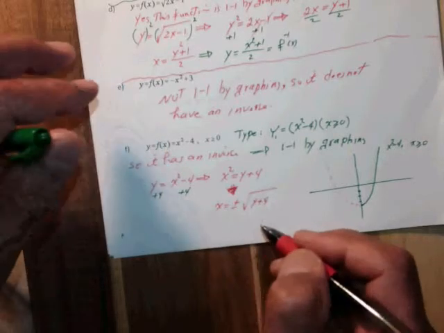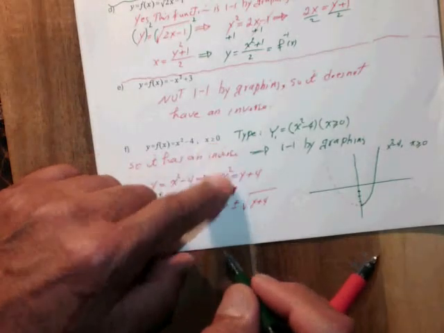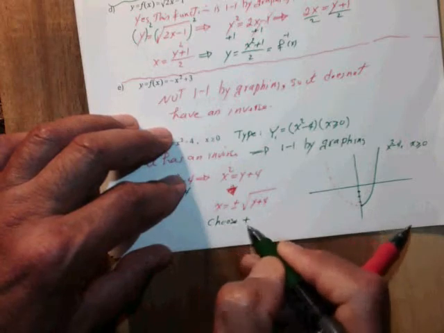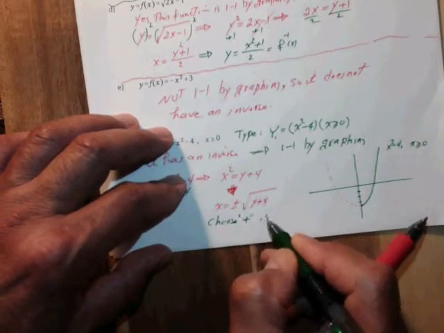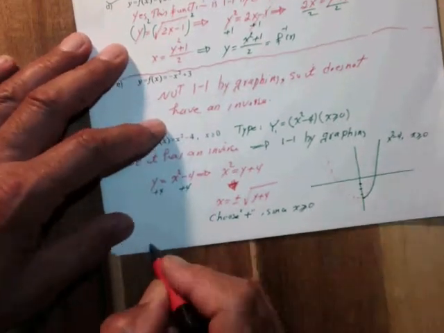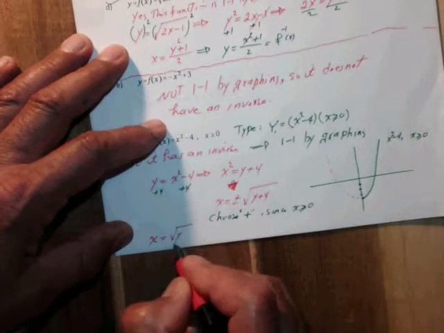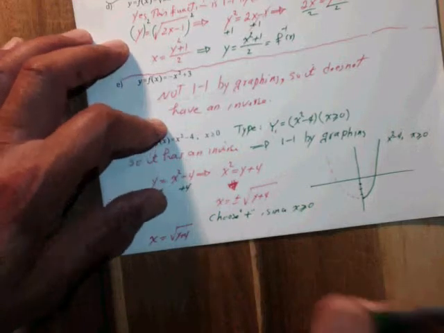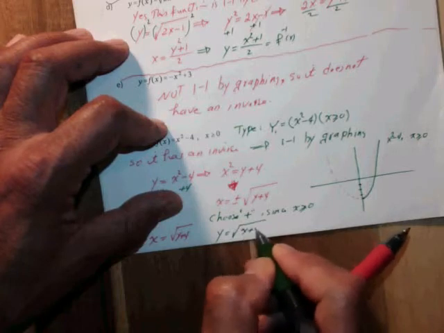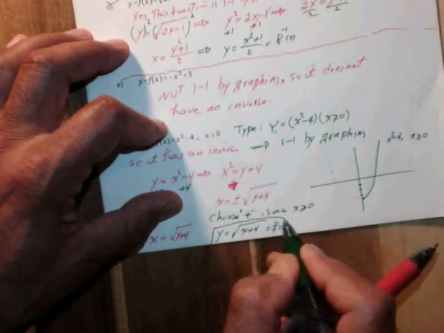If I take the square root of both sides, I get x equals plus and minus the square root of y plus 4. Then, because x is bigger than or equal to 0, I have to choose the positive one. So I have x equals plus square root of y plus 4. Now I change x to y and y to x, and this is your inverse function. See?